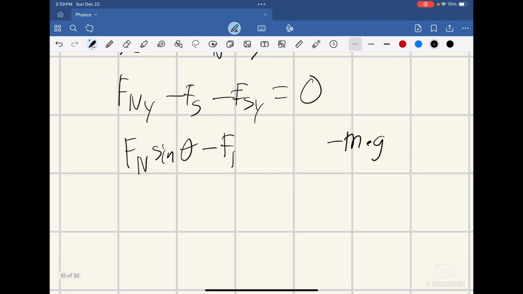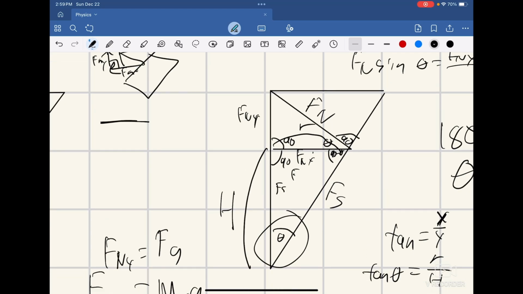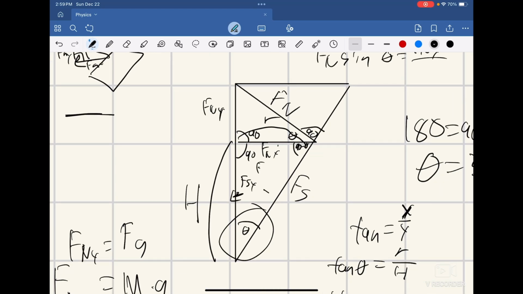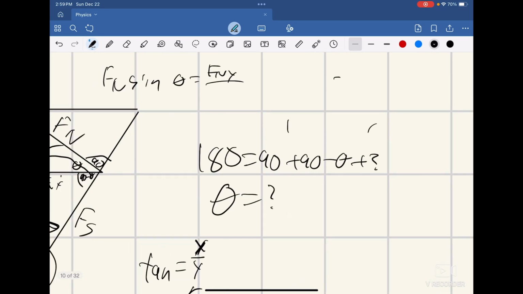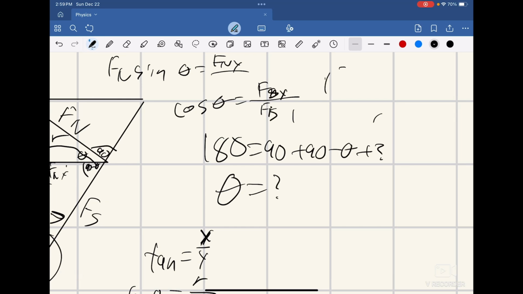I guess the right way to do it would be to first state that Fs is just cosine theta, Fsy is just cosine theta, and it's the same thing up here. This is Fsy, right? This line, and that's adjacent. This is adjacent. This is hypotenuse. So cosine theta gives us adjacent over hypotenuse. Cosine theta gives us adjacent Fsy over Fs. Right. So Fs times cosine theta is Fsy.